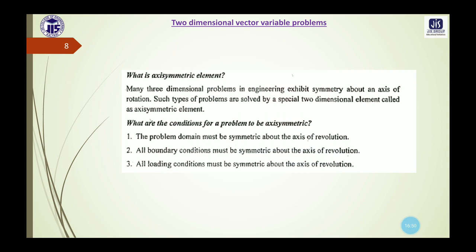Now, what are the conditions for a problem to be axisymmetric? There are 3 different conditions: the problem domain must be symmetric about the axis of revolution, all boundary conditions must be symmetric about the axis of revolution, and all loading conditions must be symmetric about the axis of revolution. So these are the 3 different conditions for a problem to be axisymmetric.